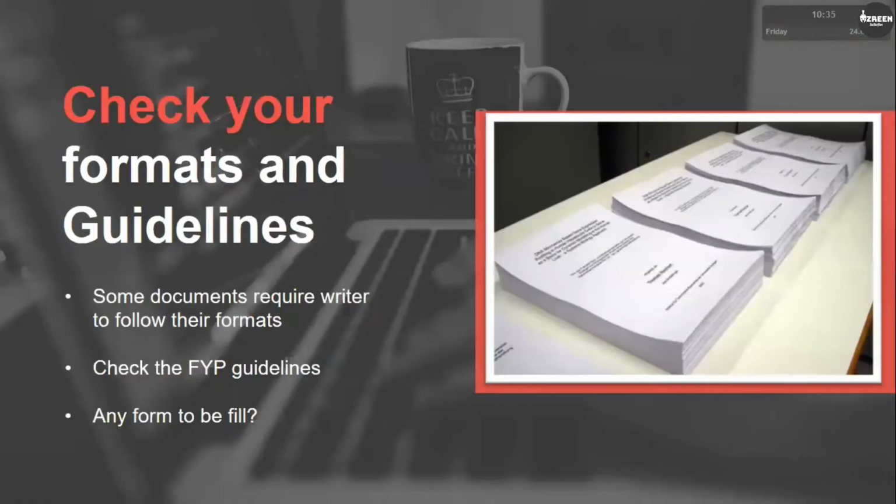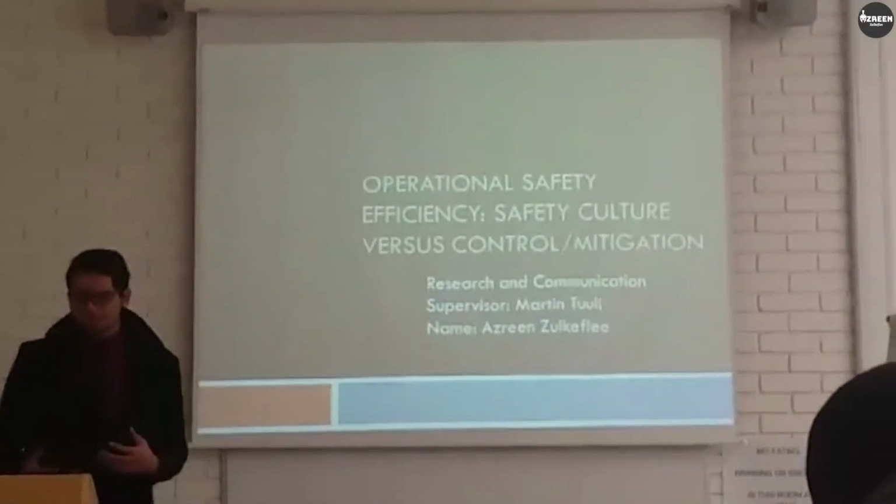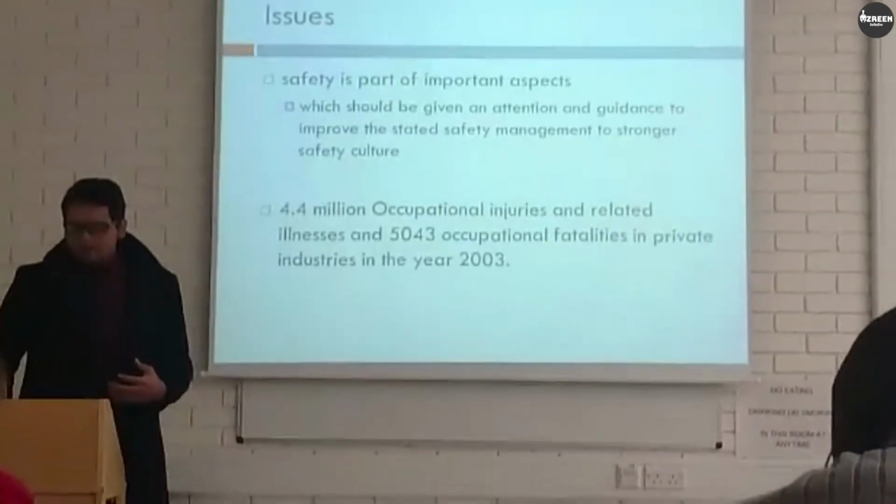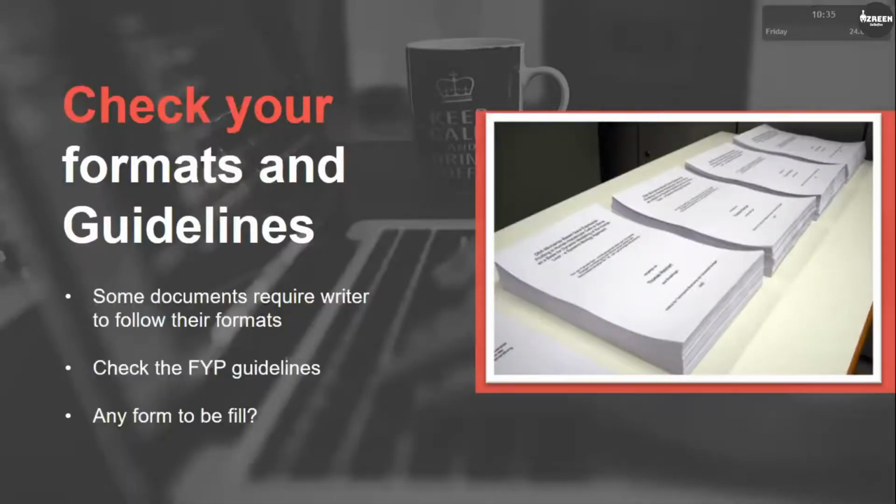Next one, you need to check your format and guidelines. Some of the research needs to follow certain format. In other institutions, they have their own format in order to submit for a Viva. So is there any form that needs to be filled? Okay, you have to check the guidelines.